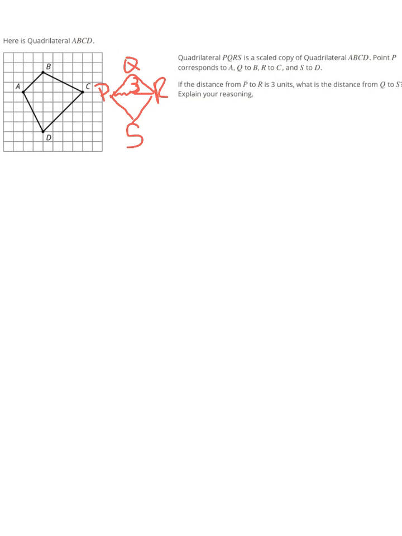Now, if we look at a corresponding part in ABCD, you'll notice that this is 6 units long. So to get from 6 to 3 means that we would have a scale factor of 1/2. It's less than 1 because our scaled copy is smaller.